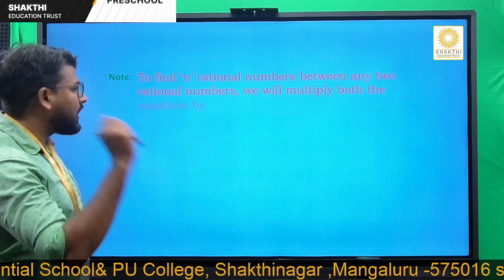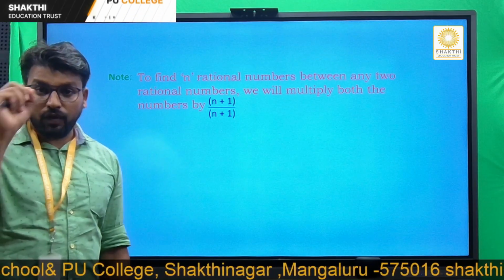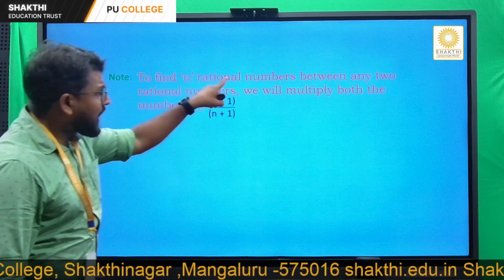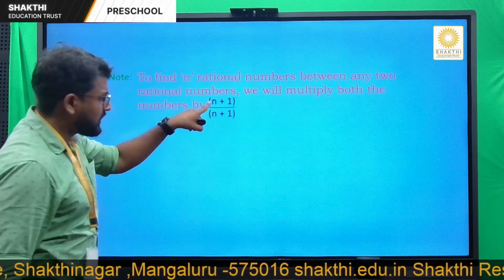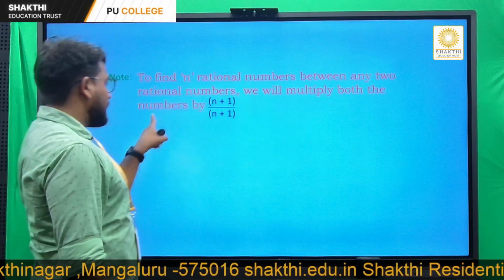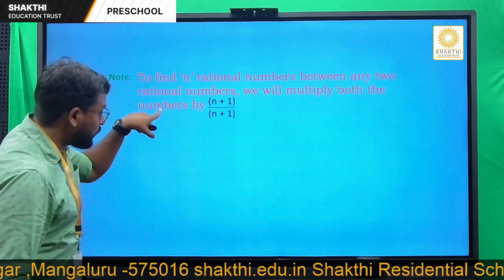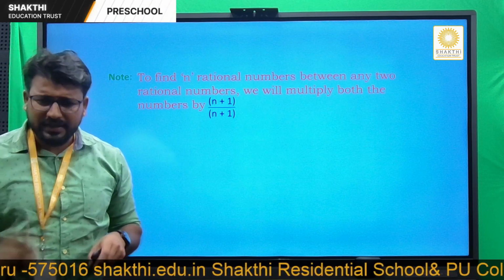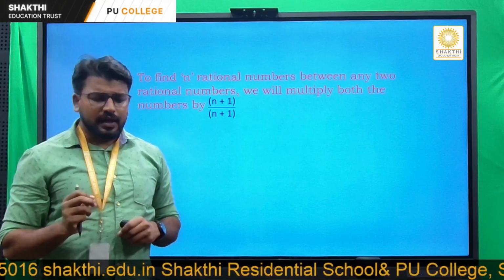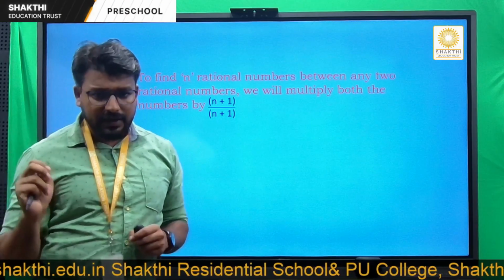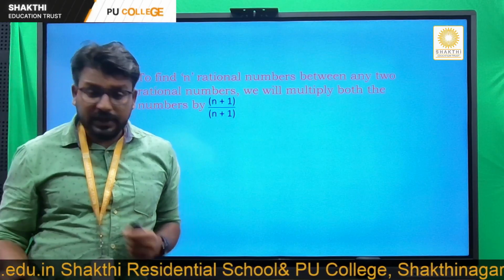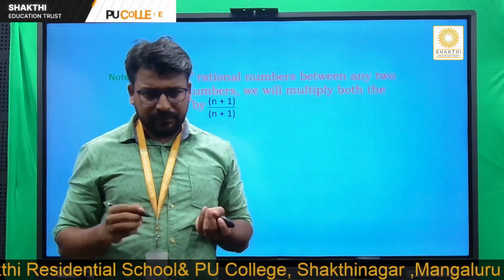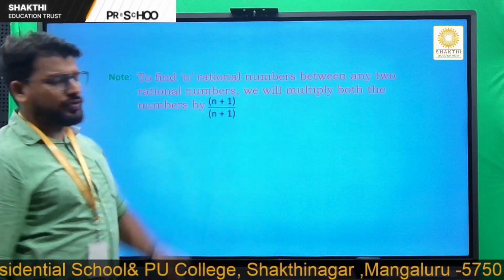This is a very, very important point we all need to note. Okay, what it says. To find n rational numbers between any two rational numbers, we will multiply both the numbers, both the numerator as well as denominator, by n plus 1. I think this concept you studied in the previous year also, maybe in 8th standard, but there we approached it in a different way when we wrote rational numbers between any two numbers. Okay, let's see how to use this.